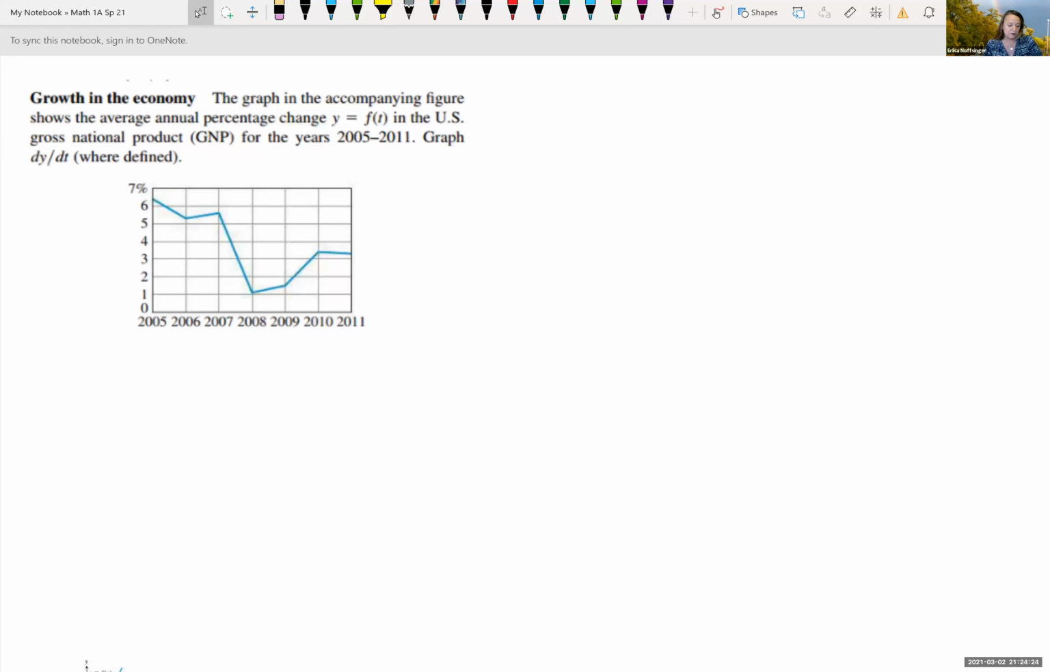So we have an example of a graph, and it says the graph in the accompanying figure shows the average annual percentage change, y equals f of t, in the US gross national product, GNP, for the years 2005 through 2011. Graph dy dt where it's defined. And so we're given our function f of t, and we want to graph the derivative function.